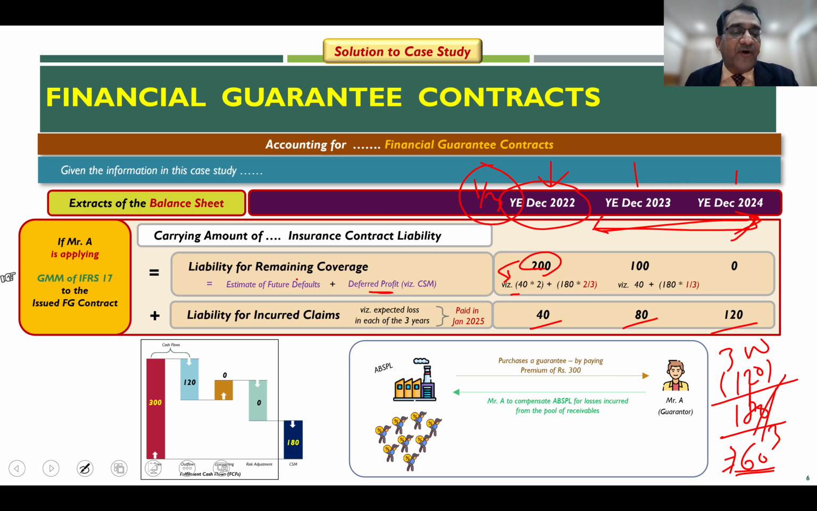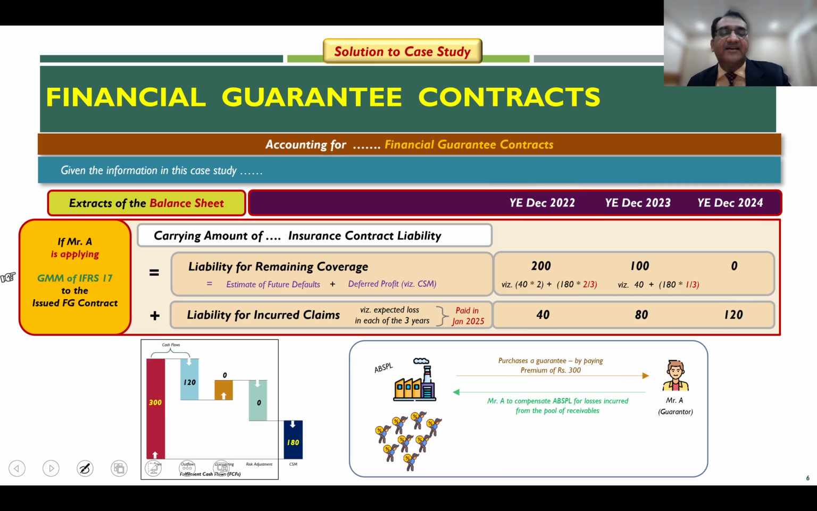Why? The 40 into 2: you have 2 more years to go, for which the expected future defaults are 40 rupees each. So 80 rupees is what you are yet to pay. And what is your deferred profit? Of the total 180 rupees, 2/3 of the profits relate to the next 2 years. So 180 into 2/3. The sum total of these two is nothing but your liability for remaining coverage.